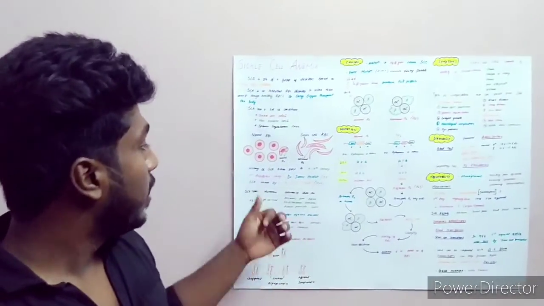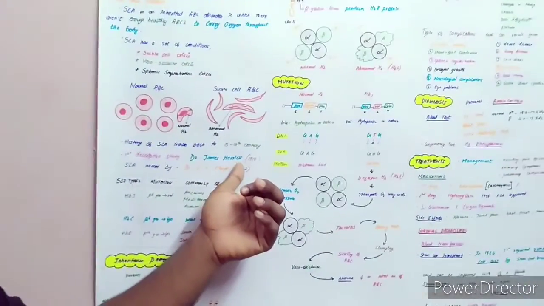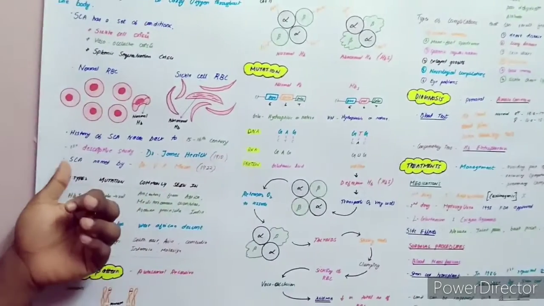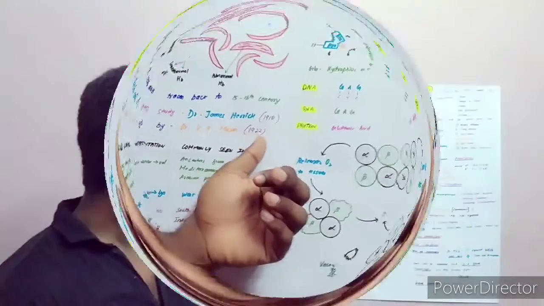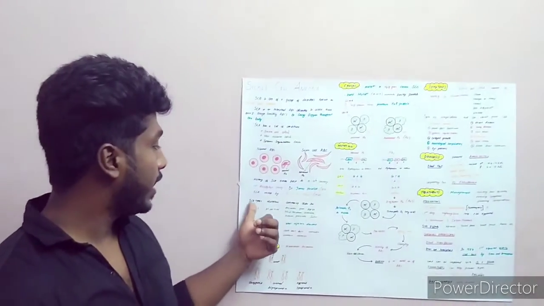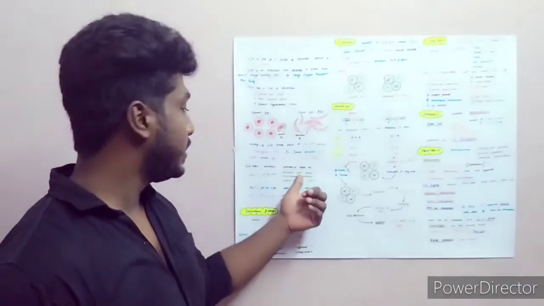Now, the first descriptive study was done by Dr. James Herrick in 1910. Sickle cell anemia was named by Dr. B.R. Mason in 1922. Some of the major sickle cell disease types, mutations, and where they are commonly seen.